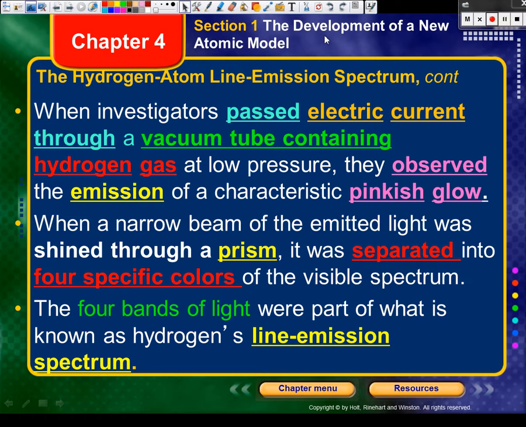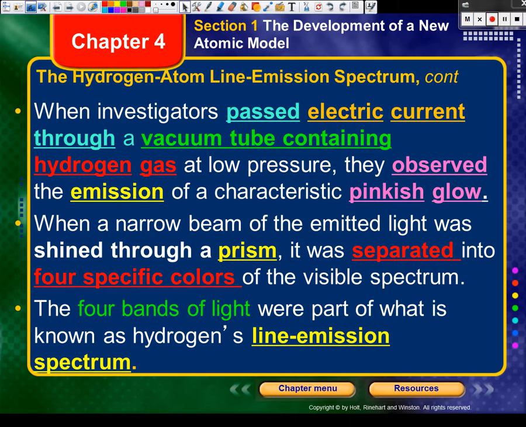So we're actually going to do this lab. It'll probably, honestly, be after Christmas when we get back, just because of time's sake. But it's a really cool lab, and I want you guys to be able to see it. So this is what they did. They used the hydrogen atom line emission spectrum. We'll talk about what each part means in just a second. So what they did is when investigators passed an electric current.